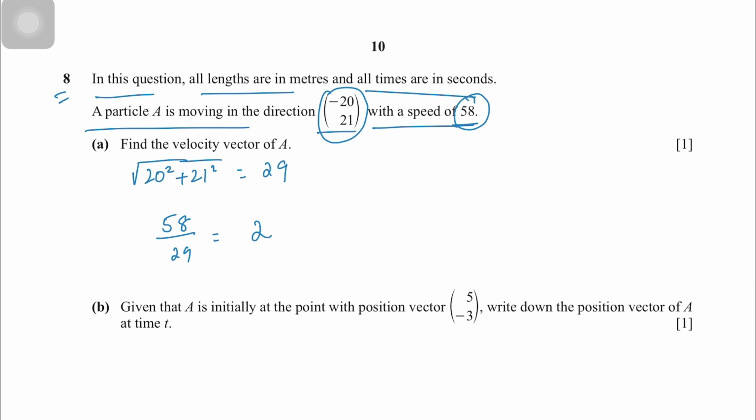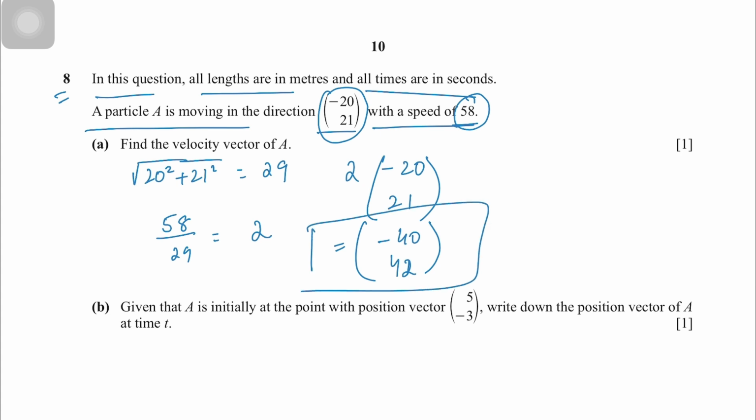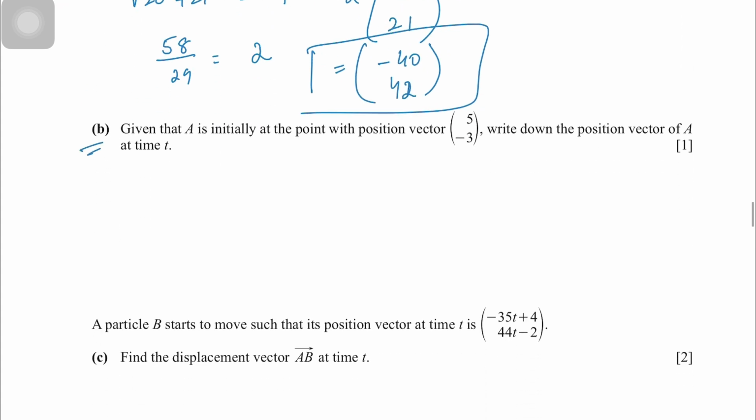And then we can calculate the velocity vector. We need to multiply it by 2, simply. This would be (−40, 42), sorry. This is our final answer. Given that A is initially at the point with position vector (5, −3), write down the position vector of A at time t. It needs a position vector of A at time t.